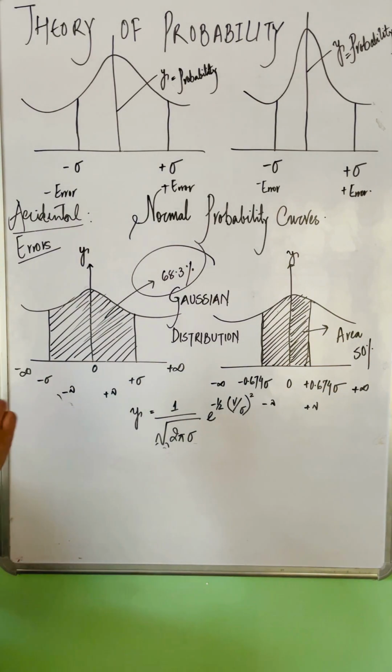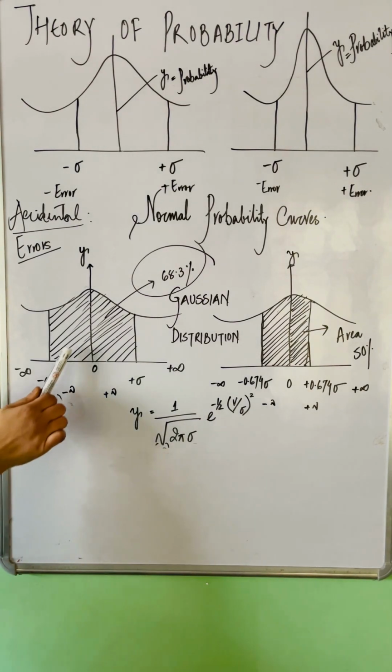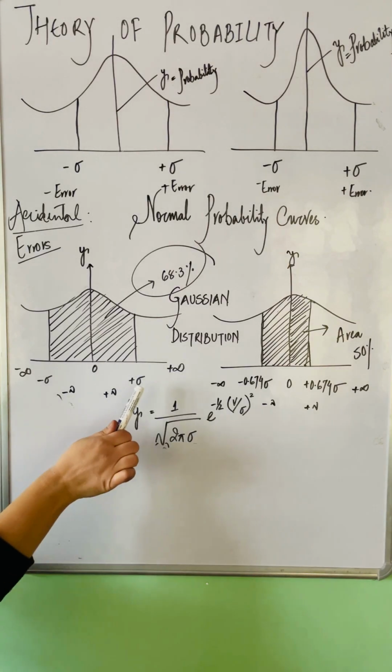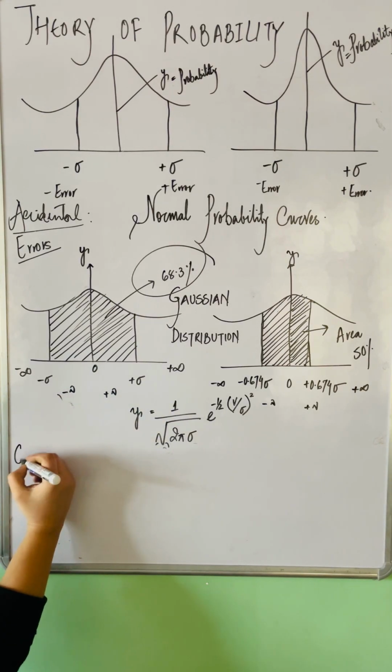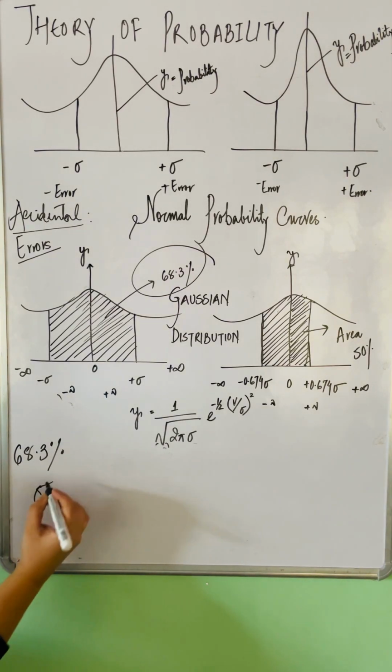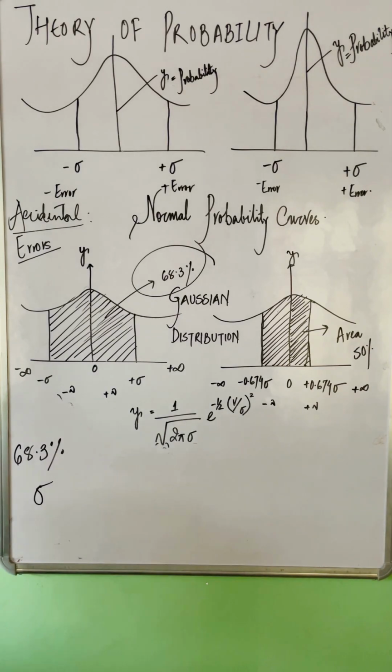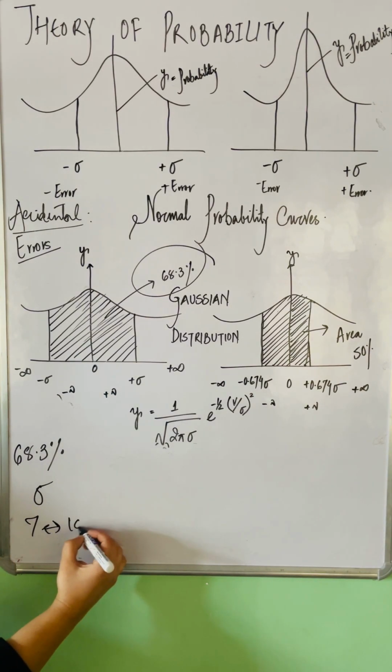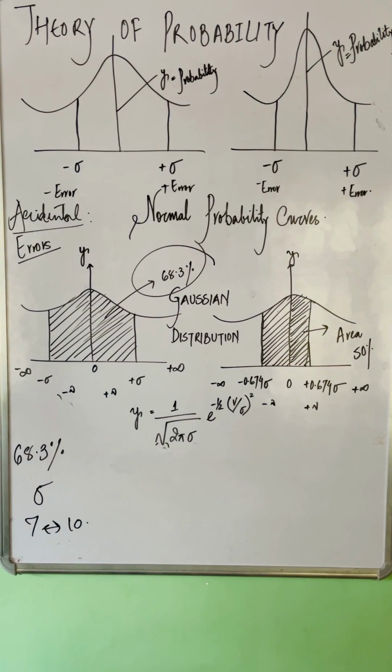Students, please note that the area in this curve bounded by the vertical lines between plus sigma and minus sigma is 68.3% of the total area. Thus, an error equal to standard deviation or sigma is likely to occur 7 out of 10 times of measurement. If we take a set of 10 measurements, an error equal to standard deviation is likely to occur 7 times. This must be noted.